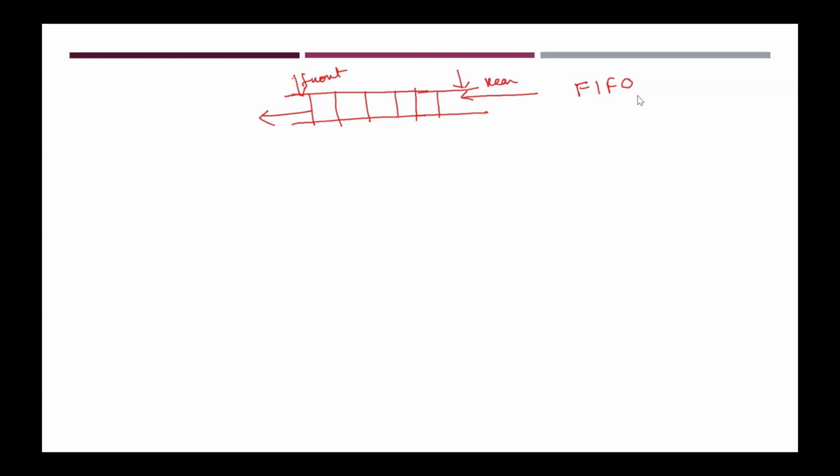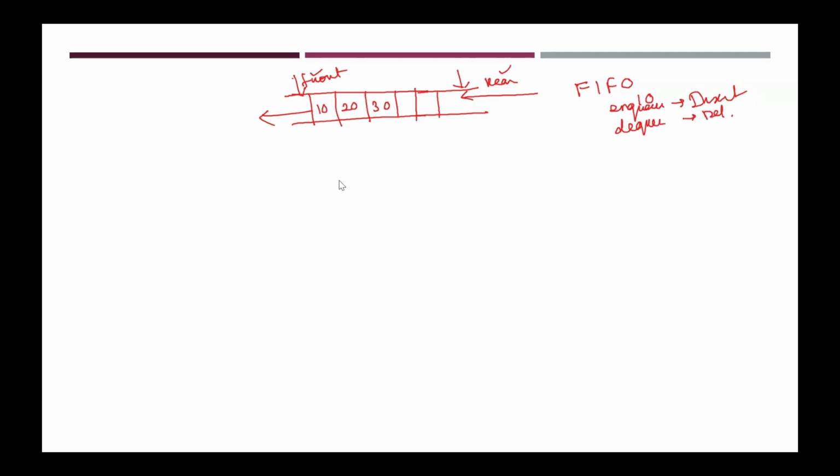For example, I want to insert first 10. This position we store the value 10, then 20. So from the rear side we are doing the insertion. Now we want to delete an element. The element that entered the queue first is going to be deleted. So deletion is done from the front end and insertion is done from the rear. Insertion we call the NQ operation, which means insert an element. DQ means we delete an element.